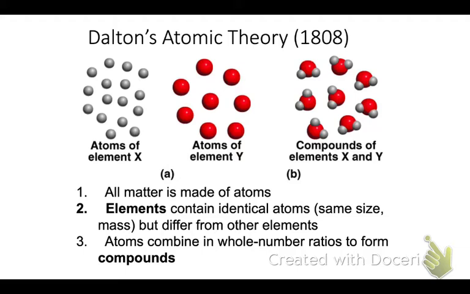Also, atoms combine in a whole number ratio to form compounds. So, for example, if you look at the picture that we have here, you will see the molecule of water. Every molecule of water has the red sphere, which is the oxygen atom, and two white spheres, which are the two hydrogen atoms. That is a ratio that is fixed for that compound.